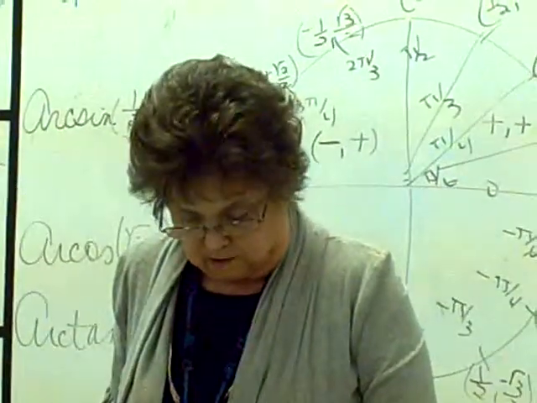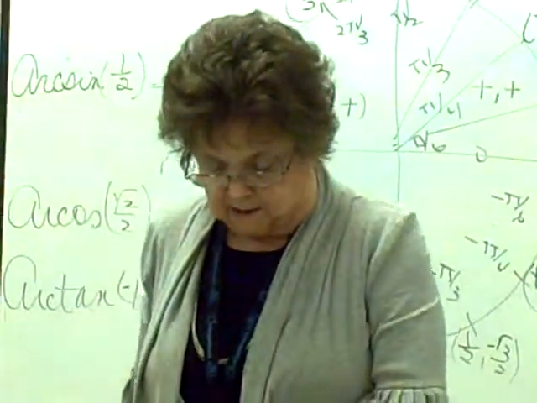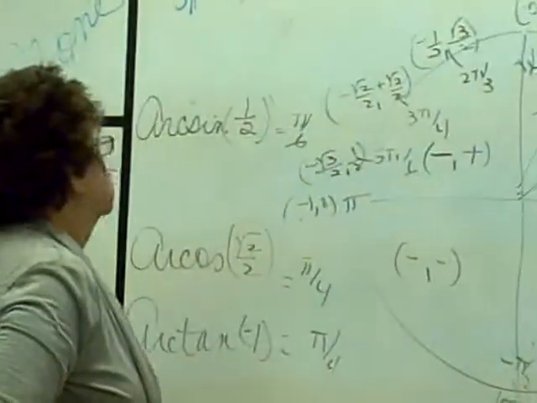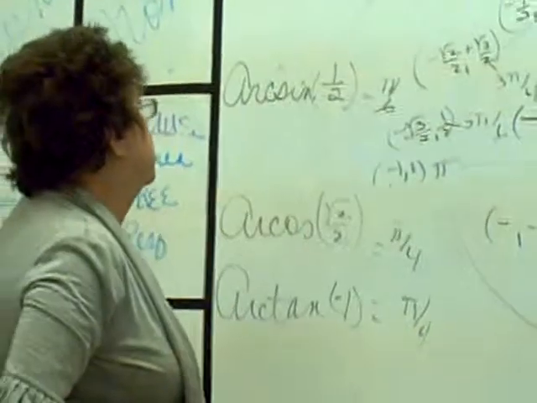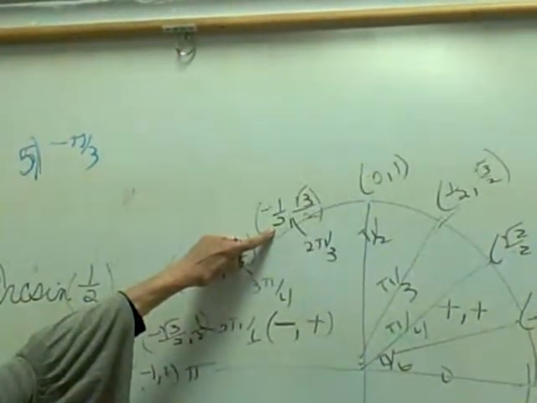Whoa. What? 20, I mean. Oh, that makes it better. Where is cosine negative 1/2? Cosine negative 1/2 would be right there, which is 2 pi over 3.